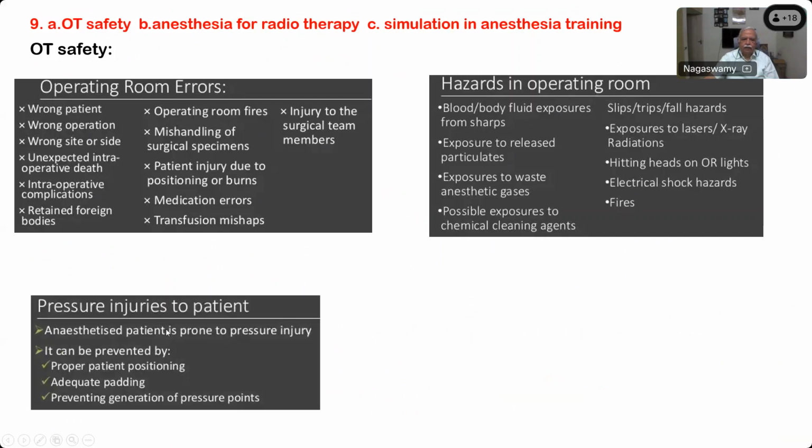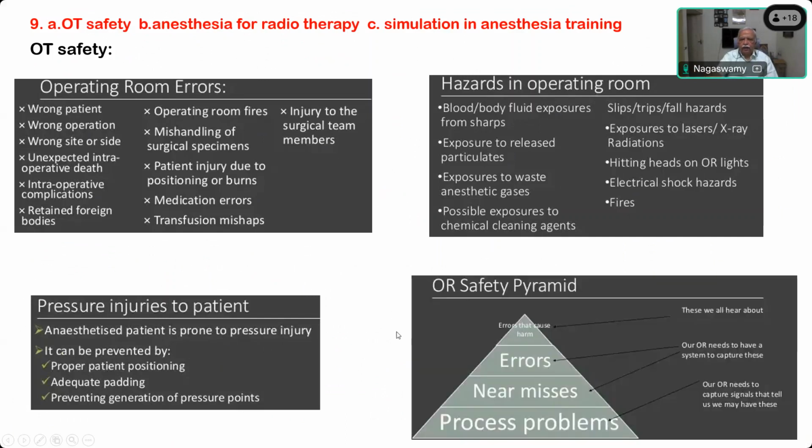And what are the pressure injuries that can happen to the patient? An anesthetized patient is prone to pressure injury. It can be prevented by proper positioning, padding, and avoiding pressure points. And the OR safety pyramid, where errors that cause harm, these are all heard about, and we have to make sure that you prevent them at any level.